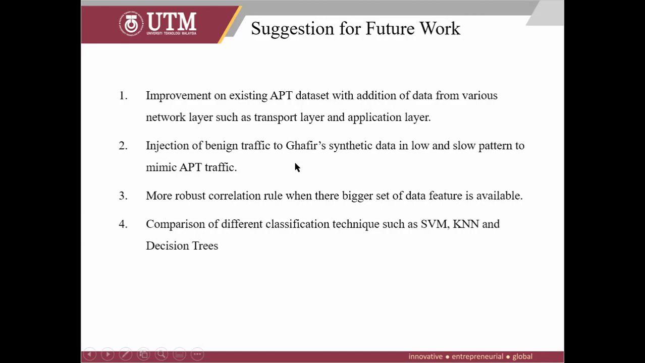And thirdly, more robust correlation rules when there is a bigger set of data features available. And lastly, a comparison of different classification techniques such as SVM, KNN (nearest neighbor), and also decision trees. Different classification techniques might be used to actually identify and classify APT.